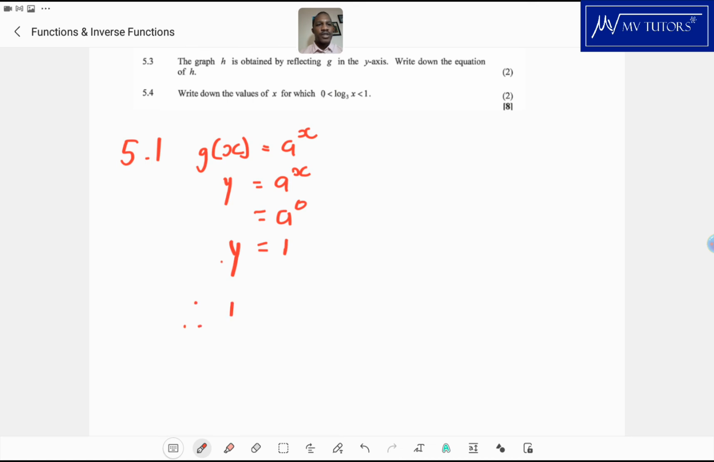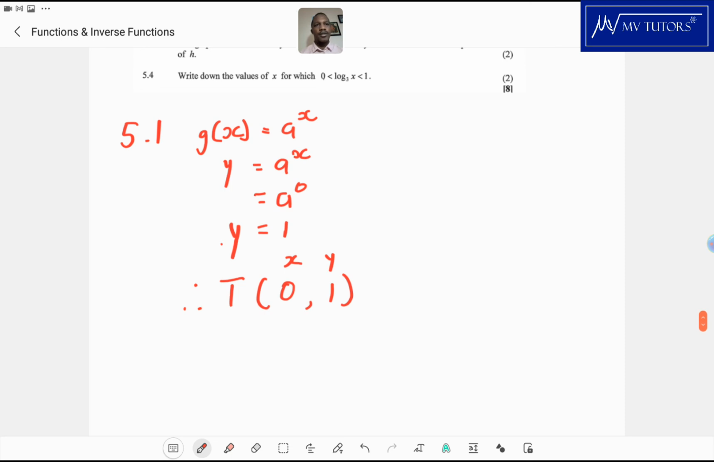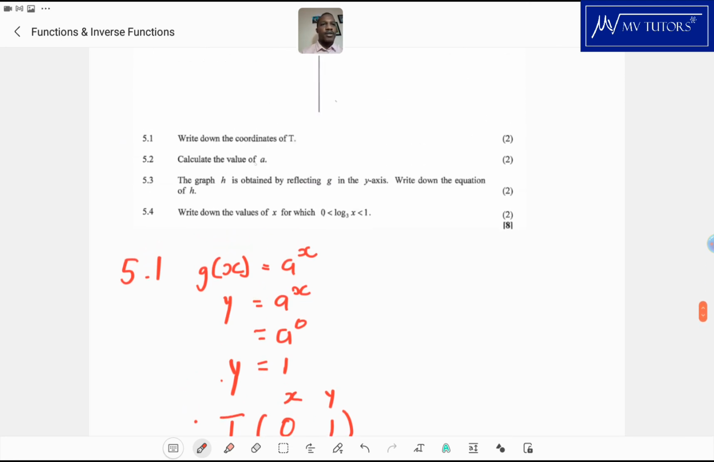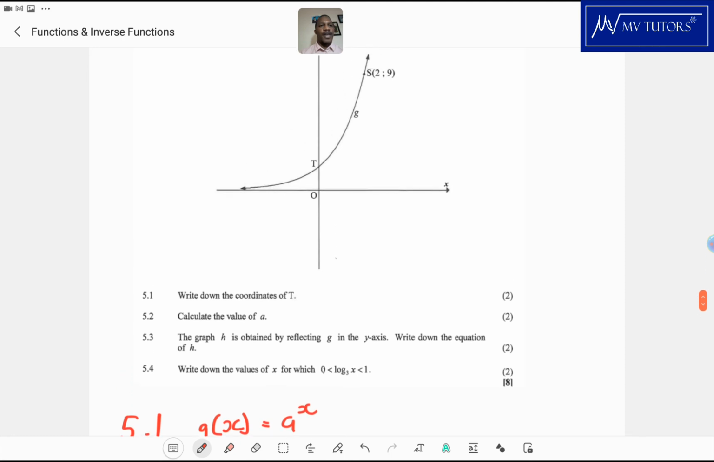Therefore, t is therefore 0, because that represents x, and then y is represented by 1, so x is 0 and y is 1. So t is (0, 1). That's it.